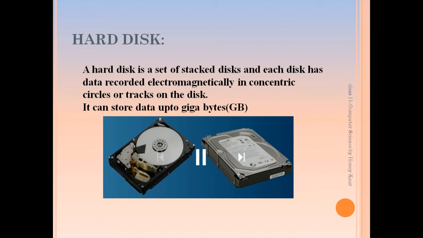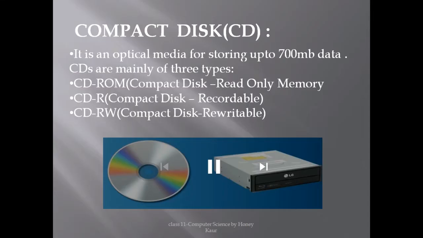Starting with the hard disk. A hard disk is a set of stacked disks, and each disk has data recorded electromagnetically in concentric circles or tracks on the disk. So the hard disk has tracks or sectors in which the data is stored, and it can store data up to gigabytes, whereas as we have learned, the primary memory can have data in megabytes only. So the hard disk is a secondary storage device which can easily be taken from here to there and can store a large amount of data permanently.